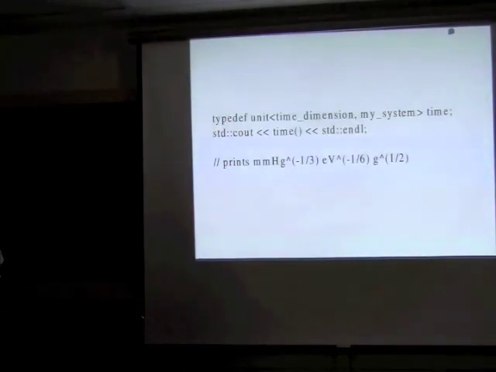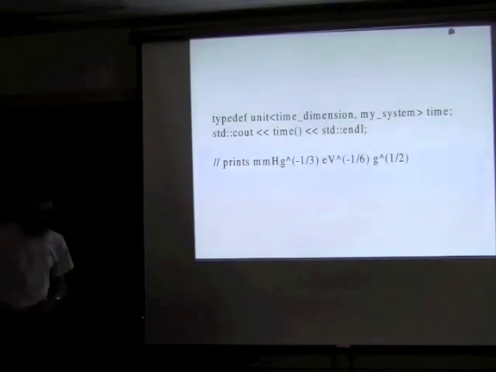With that system, we can define a unit of time. So the first parameter to the unit class is the dimension, the second is the system. Now, when we print that, we end up with millimeters. The unit of time in that system is millimeters of mercury to the negative 1/3 times electron volts to the negative 1/6 times grams to the 1/2. Of course, this is pretty complicated, and you really don't want to work it out by hand, right? But fortunately, the library can handle it all. So I actually just ran this to figure out what it was.